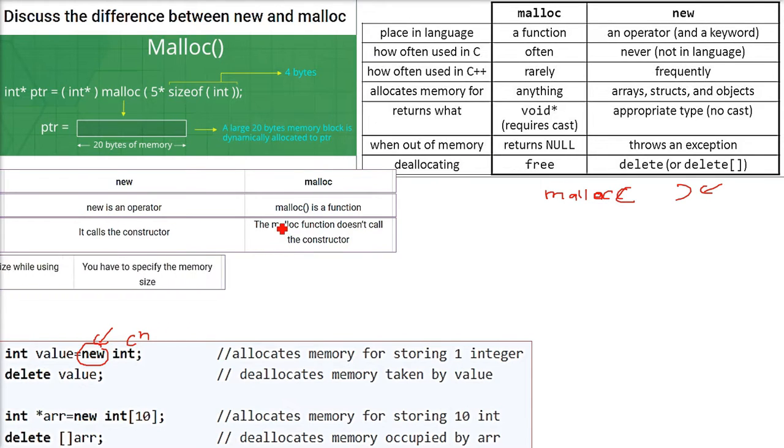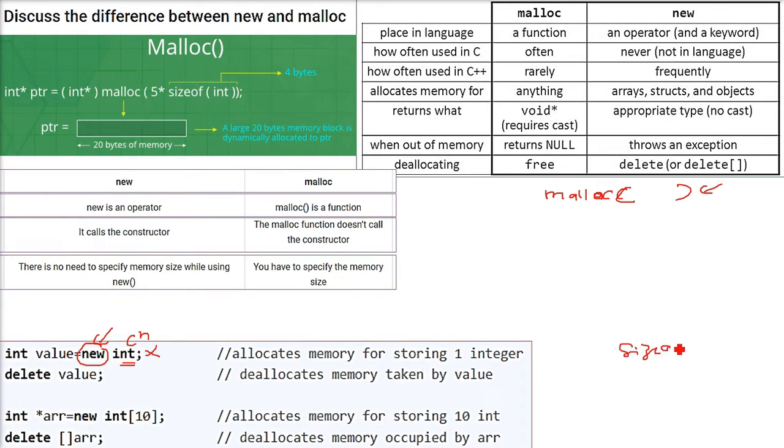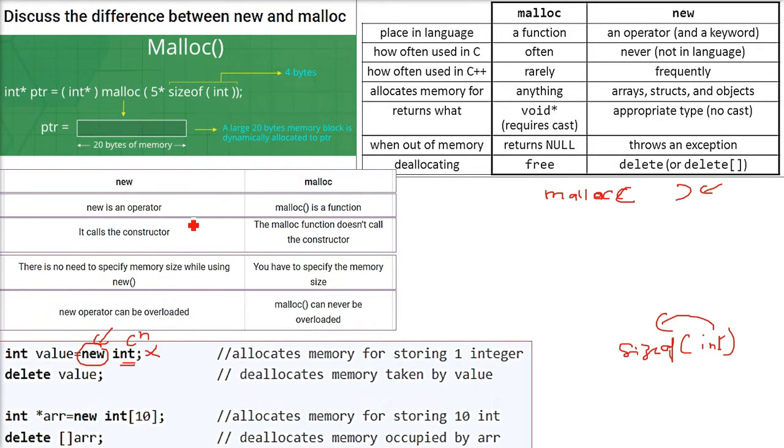Then there is no need to specify any memory size with new. Did we specify memory size here? No, it has already taken 4 bytes. But in malloc, if you remember, we have given sizeof integer. That is, we have actually given the size of integer, 5 memory locations I want for integers. So you have to specify the memory size. The new operator can be overloaded. You can overload it. Malloc is a function, so it cannot be overloaded. Right?